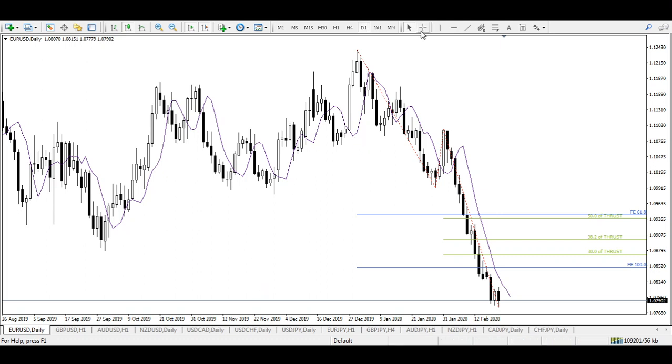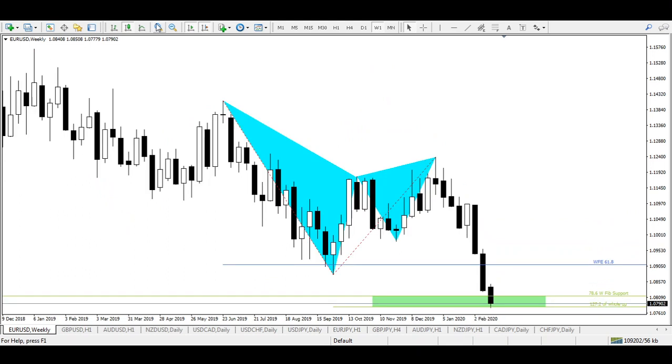So now let's look at the weekly time frame, and let's look at some technicals first. This bearish cartel which I had identified at the beginning of this year has really worked well, and price has fallen with greater acceleration than expected.